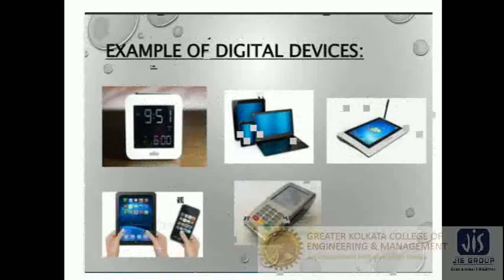Now move to the digital signal devices. You can see a digital clock, laptop, desktop, iPad or swipe machine. These are all examples of digital devices. We are talking about the digital watch. A digital watch, you can see over here, shows 9:51.